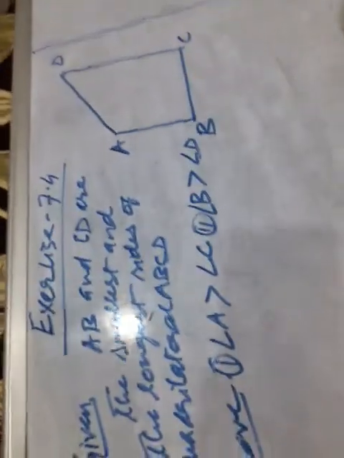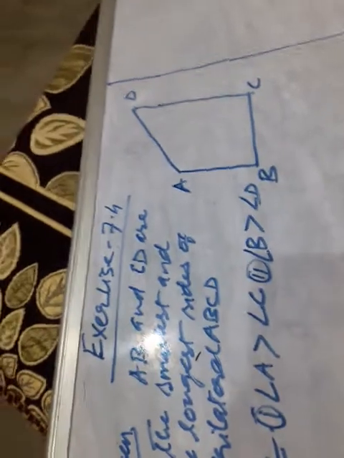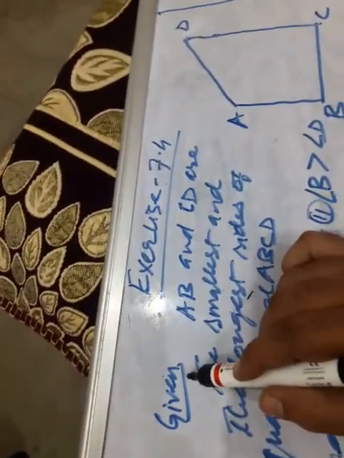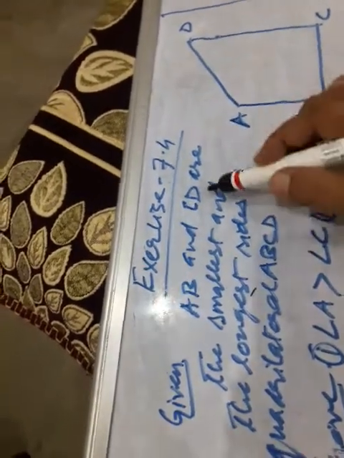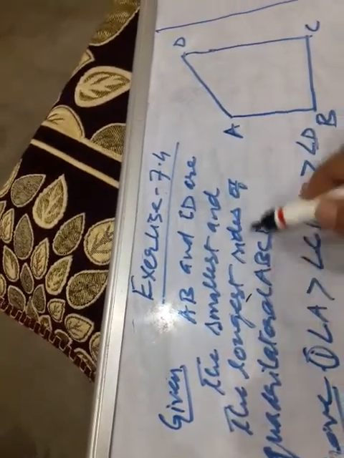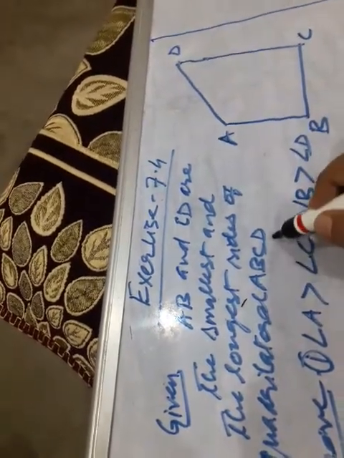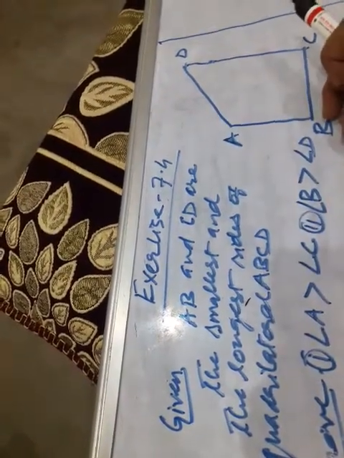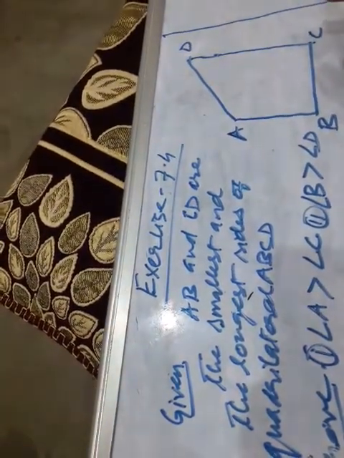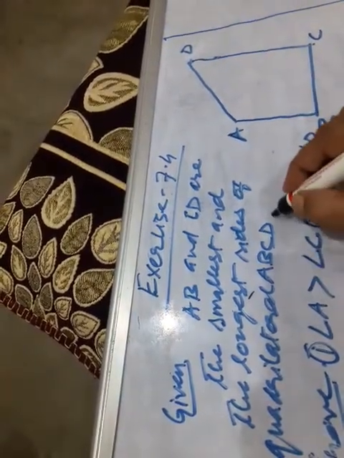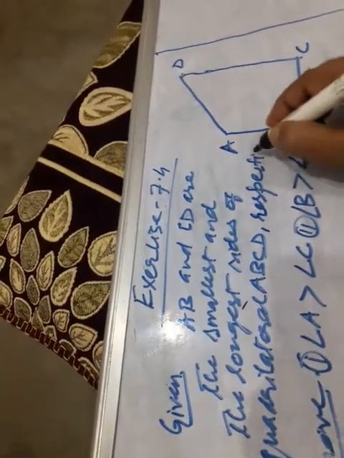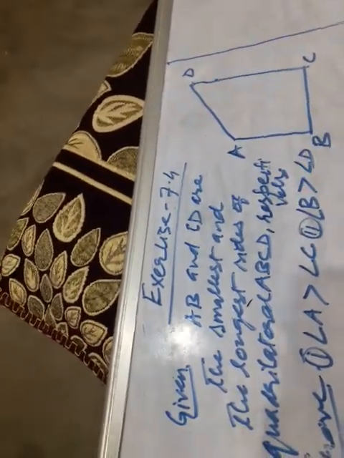Here see ABCD. It is in the question. ABCD is a quadrilateral. Clear? Here what is given? Given that AB and CD are respectively the smallest and the longest sides of quadrilateral ABCD. That is, here you can write respectively. Then what we have to prove?